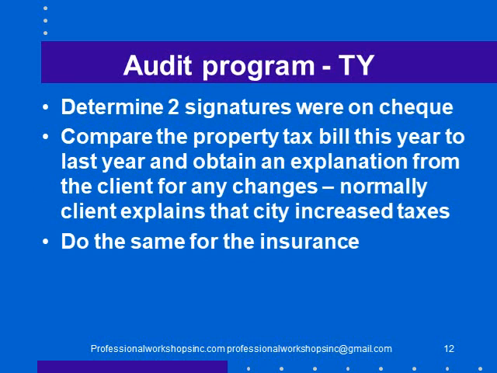Some other procedures we're going to do this year, we're going to, on the check paying the property taxes and insurance, make sure there are 2 signatures on the check. That's a wonderful internal control. We're going to compare the property tax bill this year to last year and get the client to explain why it's changed. And normally the client tells us, well, city increased property taxes. And we'll do the same thing for insurance.